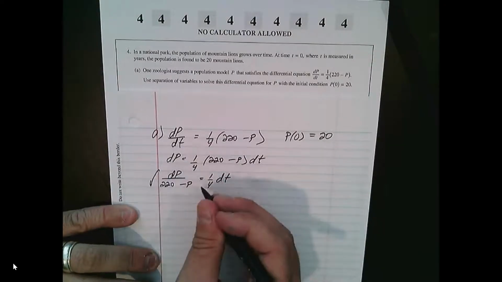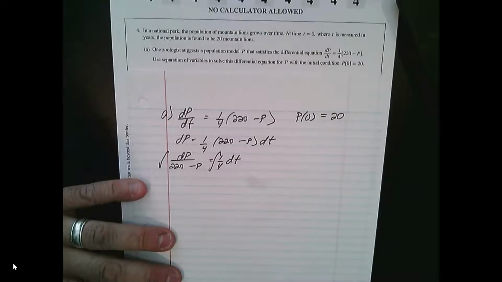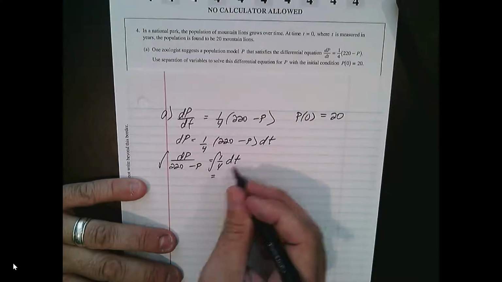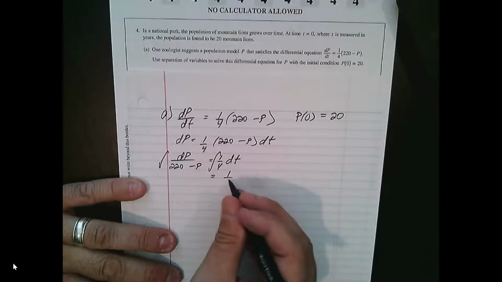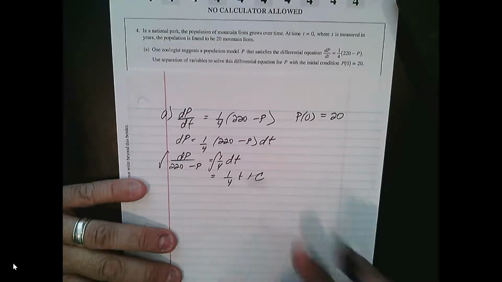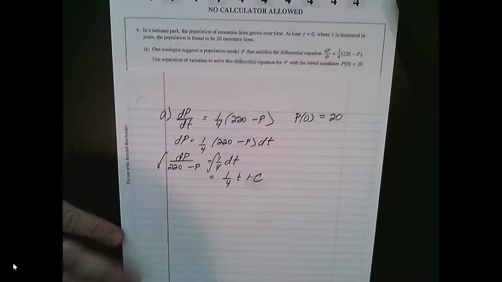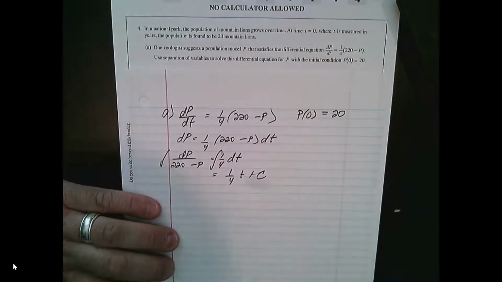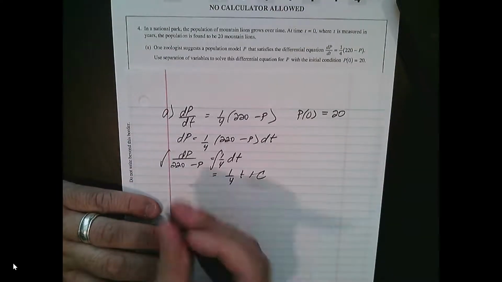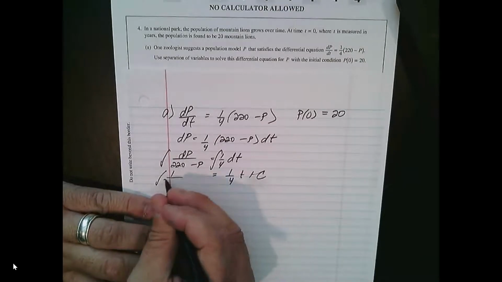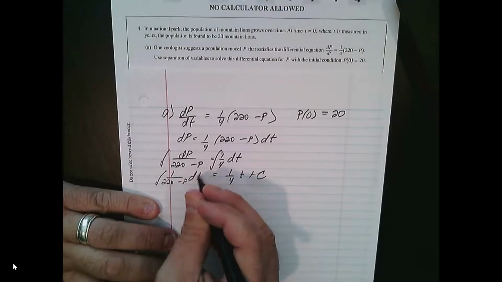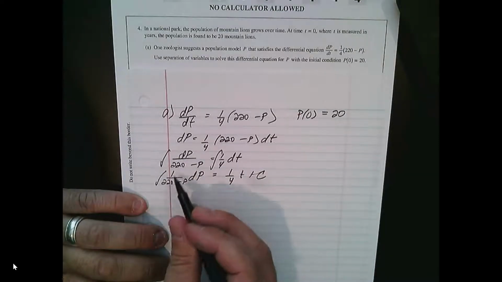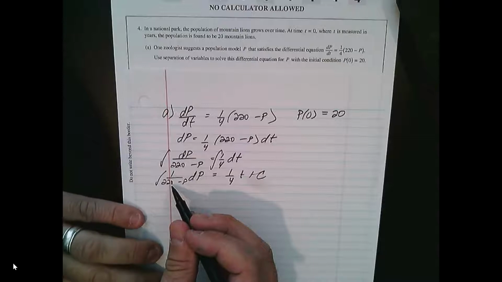So we're going to integrate both sides now. Let's keep going. The integral on the right, what's the integral of 1/4 with respect to t? Be careful, this is 1/4 t plus your constant of integration. Now, the integral on the left, you might not recognize right away what to do. So let's see, what could we do? We can rewrite as 1 over 220 minus P dP.